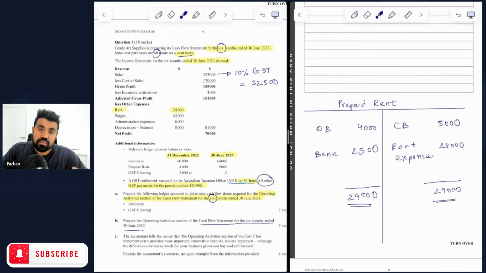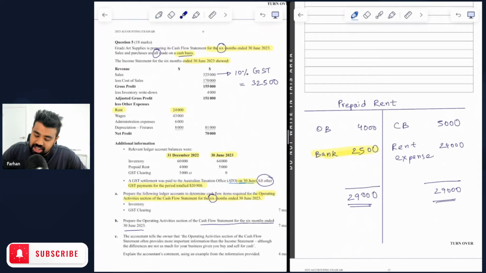So if you check the workings that I've done for prepaid rent, I've shown the opening balance. I've just written OB in short. And that is $4,000, which refers to 1 Jan 2023. And why are we including this on the debit side of the ledger account? This is because prepaid rent is an asset, and assets, by default, should always have an opening balance on the debit side. And then we are showing the closing balance on the credit side of 5,000, which is the balance at 30 June 2023, based on what's given in the question. So the amount that I'm just highlighting is the one that we have to find out as the missing figure.